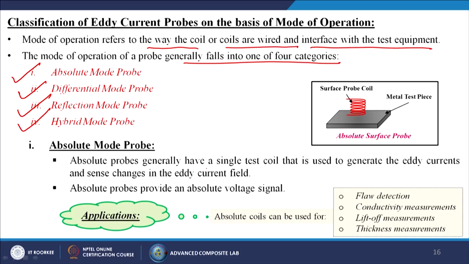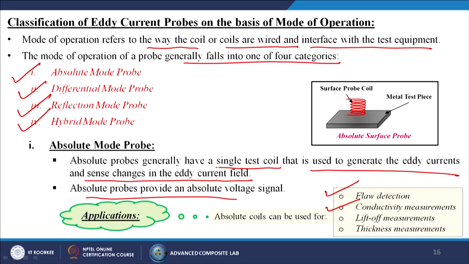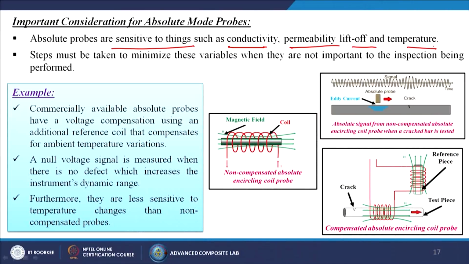Absolute probes generally have a single test coil that is used to generate the eddy currents and sense changes in the eddy current field. Absolute probes provide an absolute voltage signal. Absolute coils can be used for flaw detection, conductivity measurements, lift off measurements and thickness measurements. Important considerations for absolute mode probes. Absolute probes are sensitive to things such as conductivity, permeability, lift off and temperature. Steps must be taken to minimize these variables when they are not important to the inspection being performed.